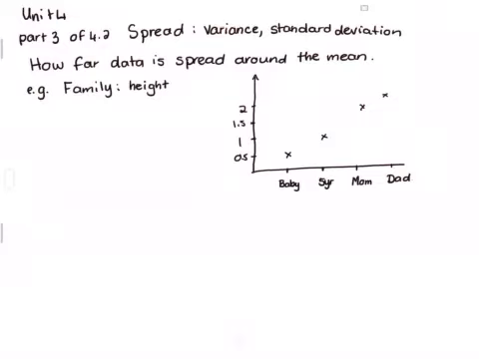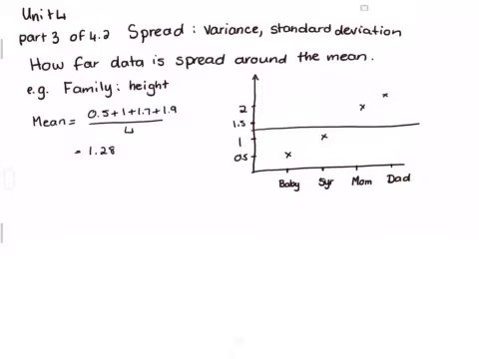Now, we're not going to look at a line of best fit. We're going to look at the mean. So the mean of their heights is, add them all together, divide by 4, and it gives you 1.28. So 1.28 may be around here. So there is my mean.